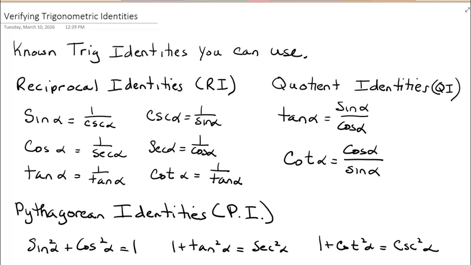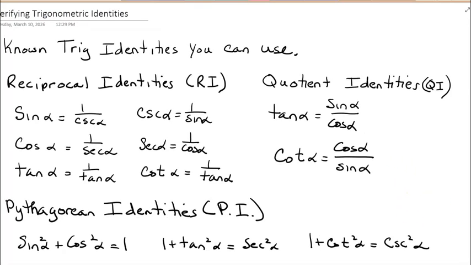And also, don't forget the variations of these identities. And what do I mean by that? Well, where you have 1 plus tan squared equals secant squared, you also have the identity of secant squared minus tan squared equals 1. So just keep in mind that you may need to use variations of some of these trig identities.